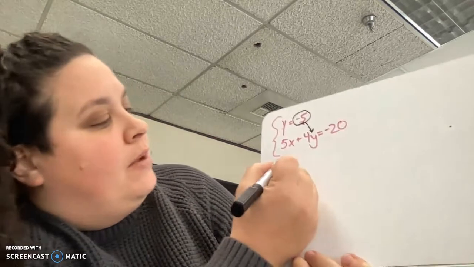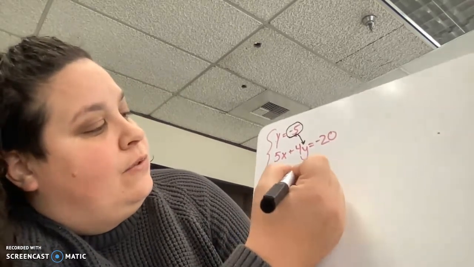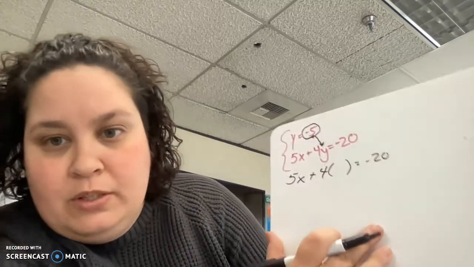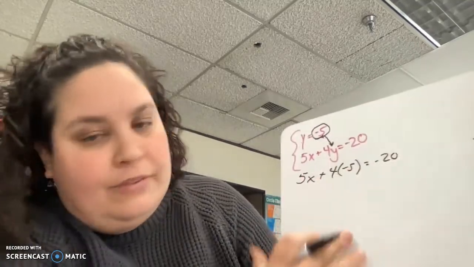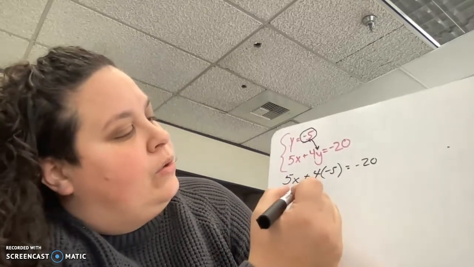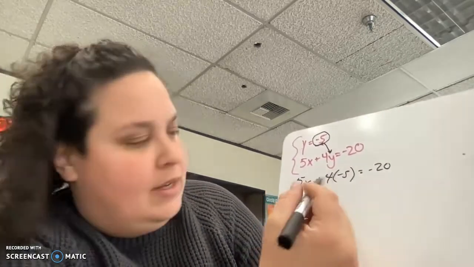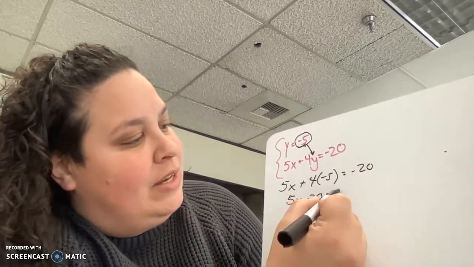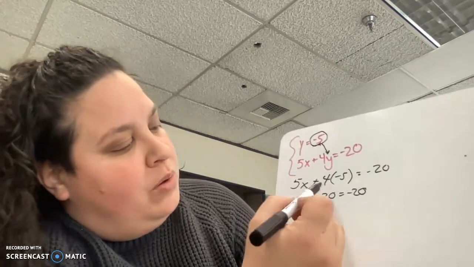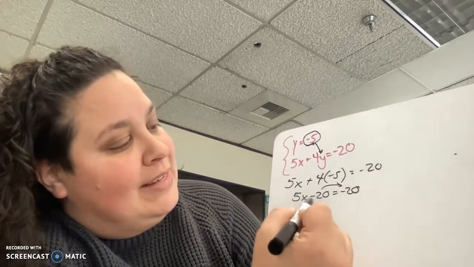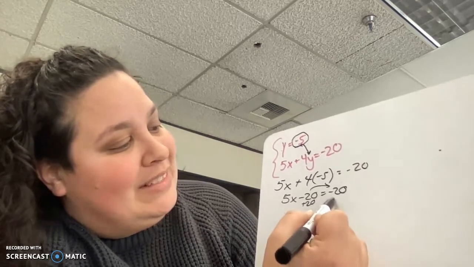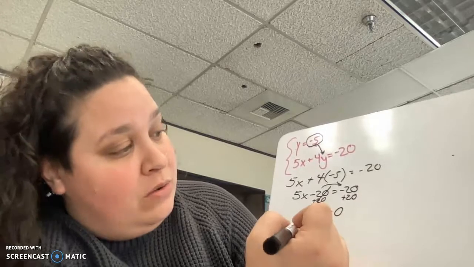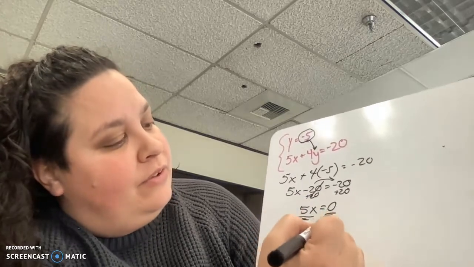So right here, I'm going to rewrite my equation, 5x plus 4. And then instead of putting my y, I'm going to substitute out -5. So I'm going to plug that in. So I'm going to multiply since I see parentheses. So I'm going to have 5x minus 20 equals -20. I'm going to move this one to the other side. It's negative, which means I'm going to add 20 to get rid of it. So I get 5x equals 0. Then I divide by 5.